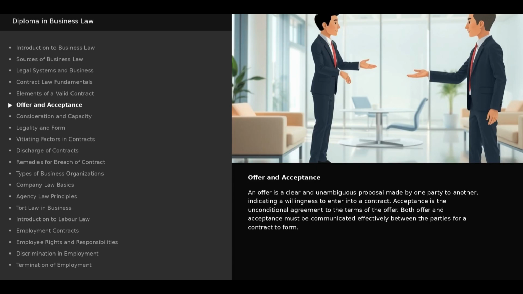Offer and acceptance. An offer is a clear and unambiguous proposal made by one party to another, indicating a willingness to enter into a contract. Acceptance is the unconditional agreement to the terms of the offer. Both offer and acceptance must be communicated effectively between the parties for a contract to form.